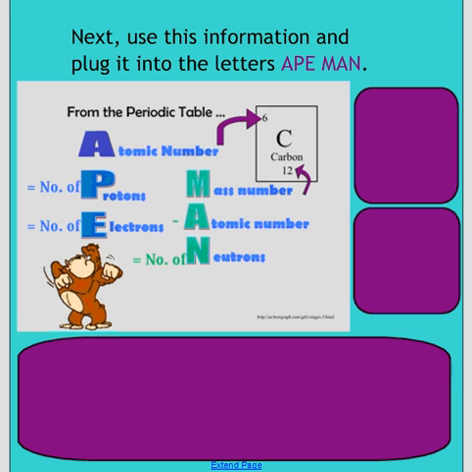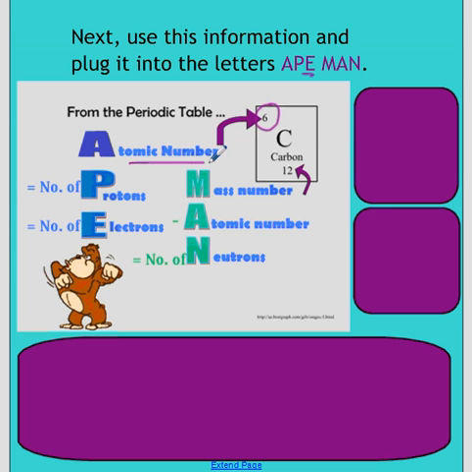So let's start with the word ape, A-P-E. In ape, the A stands for atomic number. And if you take a look, the atomic number is found right here on your periodic table square. The P stands for number of protons, and the E in ape stands for the number of electrons. So the saying for ape is that ape is equal: A equals P equals E, which you can see right here. That means that all of those values are going to be exactly the same.